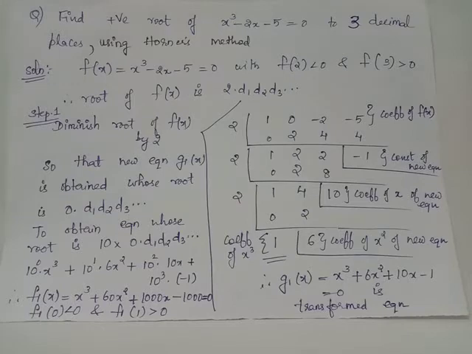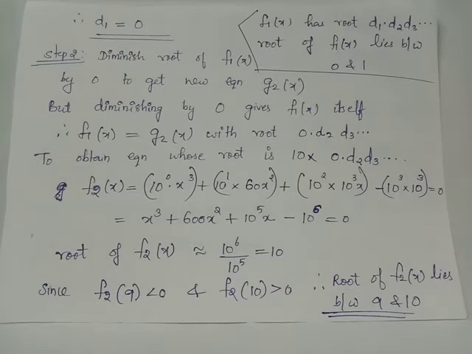We will find out x1, x2 values such that f1 of x1 and f1 of x2 take opposite signs. We observe that f1 of 0 is negative and f1 of 1 is positive. Thus, the root of f1 of x will lie in the interval 0, 1. Since the lower bound of the interval is 0, the integral part of the root of f1 of x will be equal to the lower bound, which is 0. Thus, we obtain d1 equals 0. Therefore, the root of f1 of x will be of the form 0.d2 d3, etc.